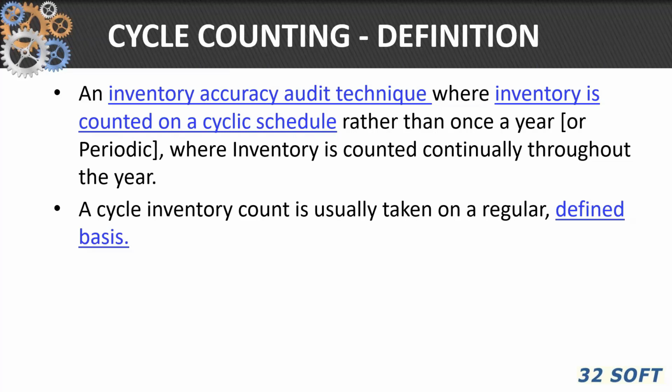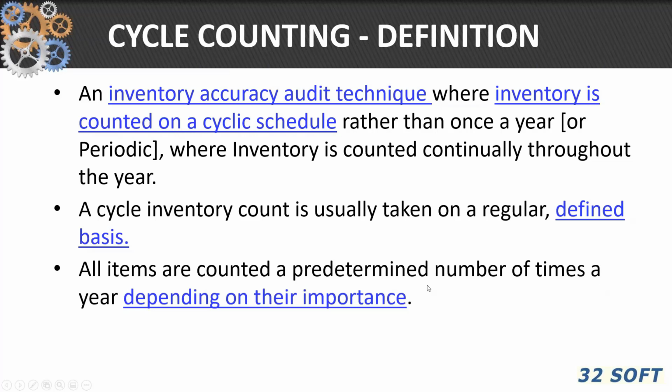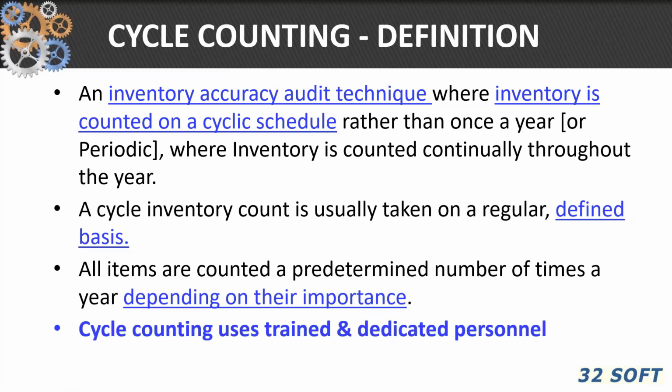There is also the items are counted in a certain sequence depending on their importance, and we'll talk about how we do that. And the last issue is that cycle count requires trained and dedicated personnel. It's not just some stock guy out in the back, receiving guy that goes out and counts inventory. This is a trained, dedicated person who understands how transactions are used. And so therefore, it costs money.